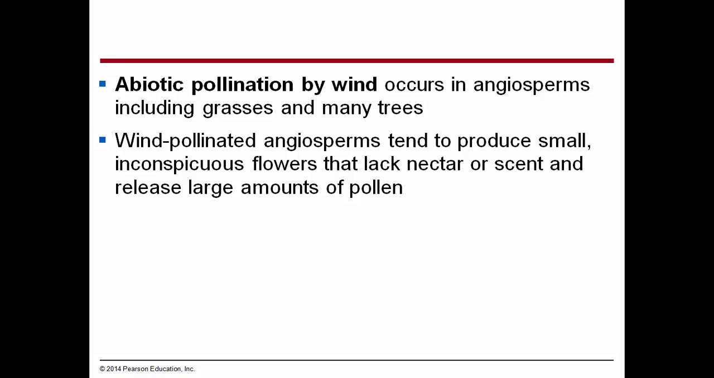Abiotic pollination by wind occurs in angiosperms, including grasses and many trees. Wind-pollinated angiosperms produce small, inconspicuous flowers that lack nectar or scent and release large amounts of pollen. In fact, you probably didn't even notice this, but grasses do have flowers. Corn is a grass, and the silk on corn is the stigma of the corn. When the male corn flower disperses its pollen in a cornfield, it gets picked up by that silk, and that silk transfers it to the seed, where the seed then becomes fertile.